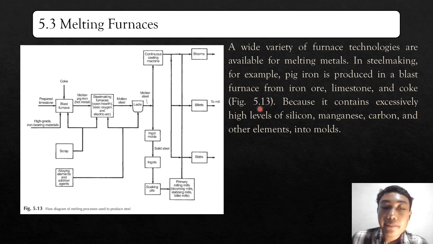Picture 5.13. It's like this, the picture 5.13. Because it contains an excessively high level of silicon, manganese, carbon, and other elements, it is cast into molds. This is Figure 5.13, a flow diagram of the melting process used to produce steel.